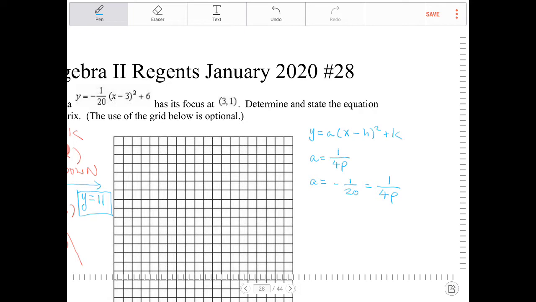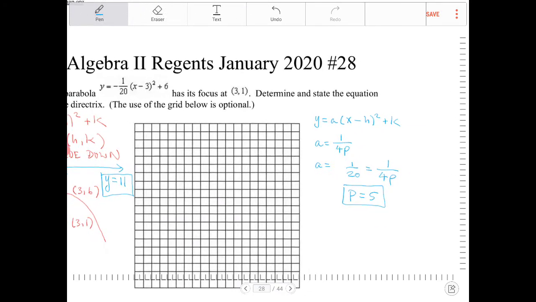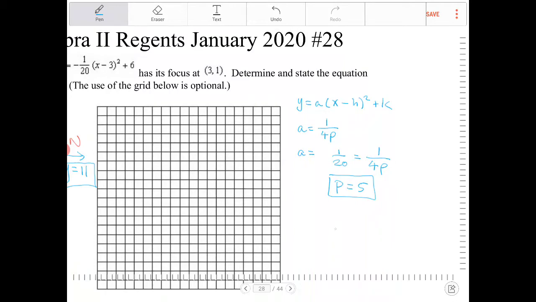In order for this to work, we don't need that negative in there because p is the distance, right? So we just take the absolute value of a to solve this out. So p then must equal 5, because if I were to solve for p, I will end up with p equal to 5. So you see how we ended up in the same conclusion anyway, that p ends up equaling 5. But because we know that the vertex is located at (3, 6), and because this is an upside down parabola, we can again arrive at the same conclusion.